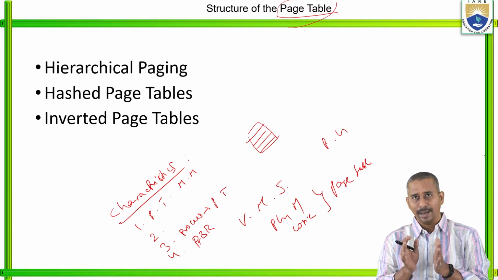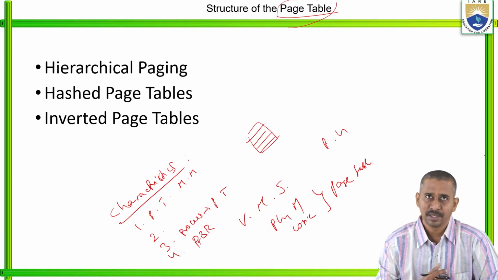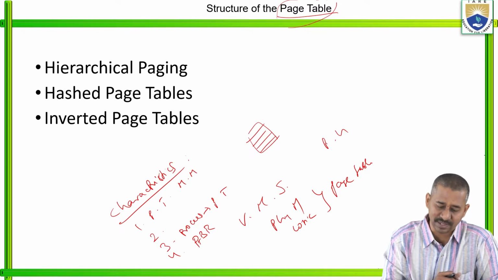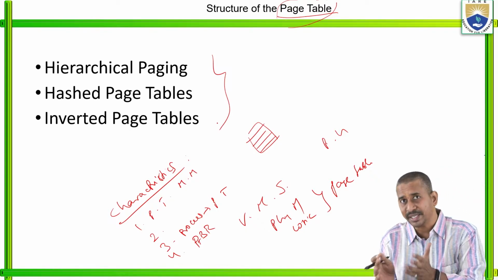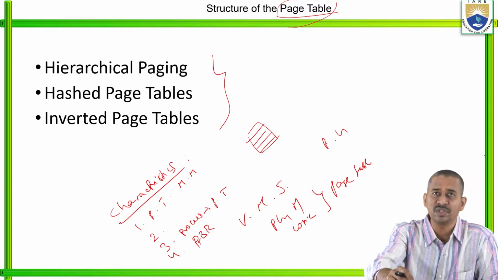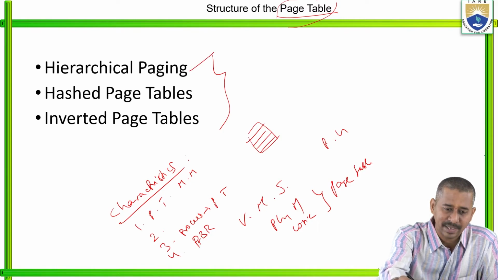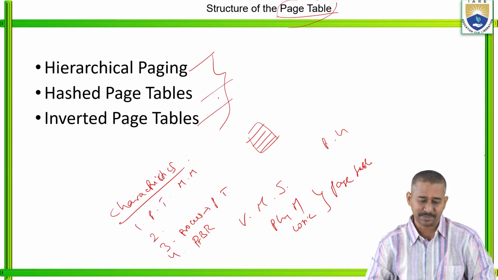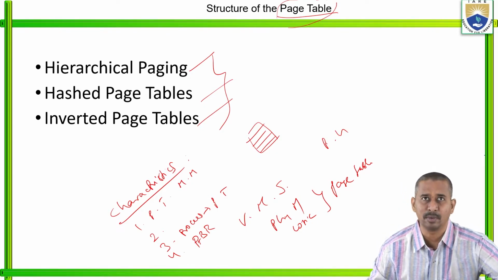So this is the introduction about the page table. Why do we go for the structure of the page table? The structure of the page table, in the sense, refers to the techniques which are used for structuring the page tables. Those are hierarchical paging, hashed page tables and inverted page tables. Let us look into these one by one.